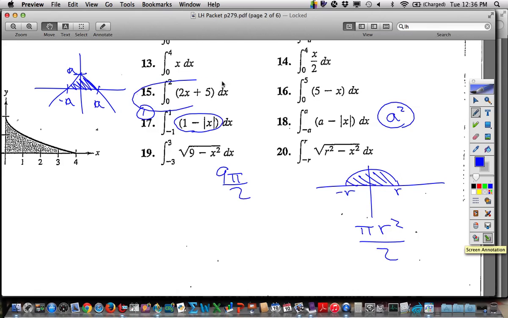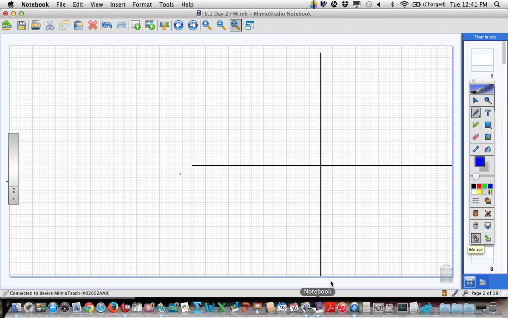Now let's, I want to talk about 15 here a minute. I want to show, for those of you that are wondering what we're talking about with the splitting it apart. Here we go. Okay, so here I've got 15, so I got 2x plus 5. Now, when I would do this, I would think of the 2x plus 5.